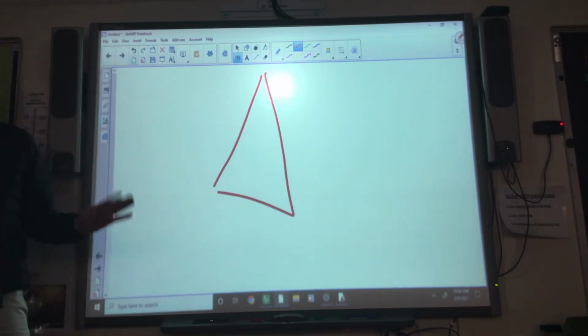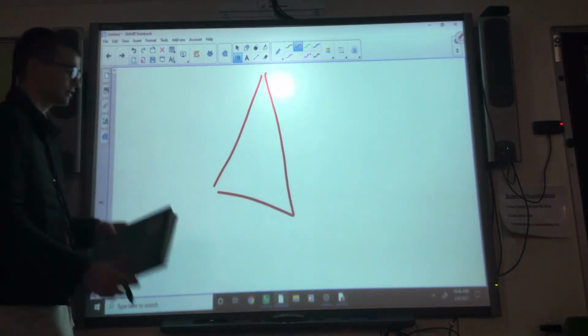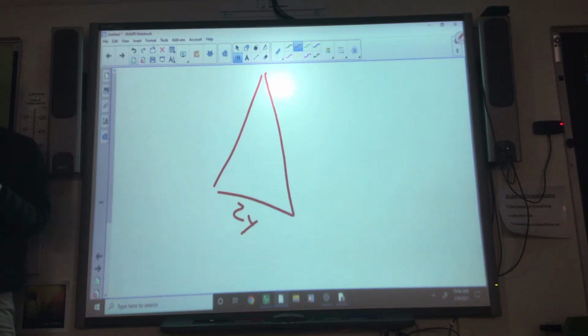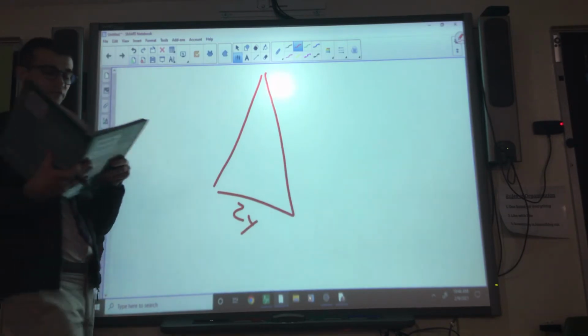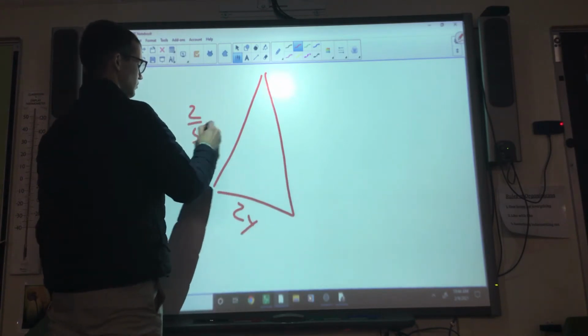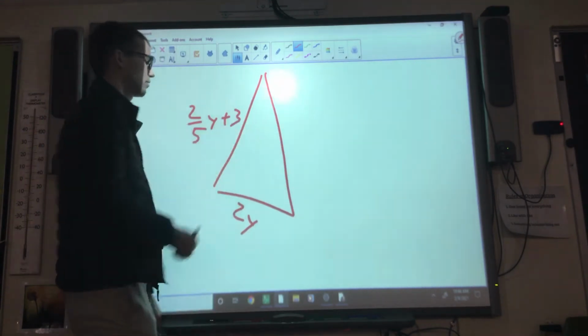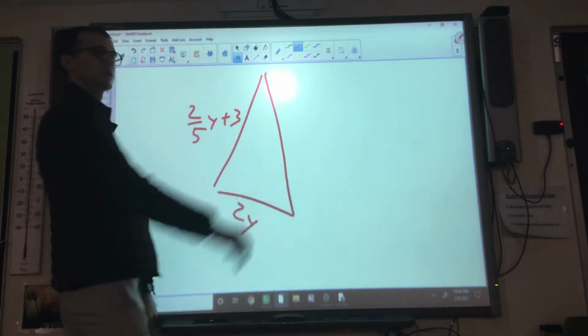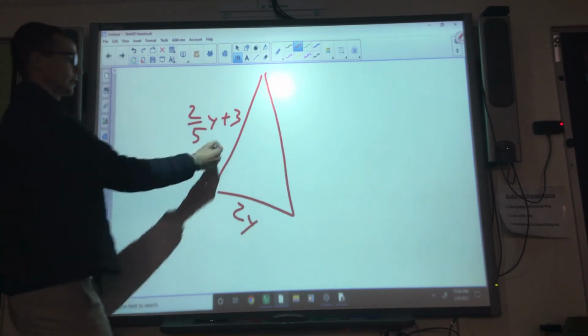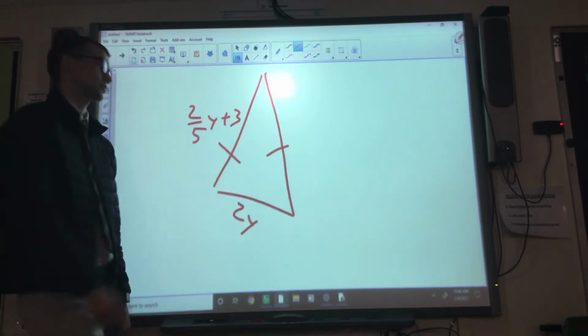Anne's garden is the shape of an isosceles triangle with a base of 2y feet, and the sides are 2/5 y plus 3. If this is 2/5 y plus 3, what's this one? The same. Why? What kind of triangle is it? Isosceles. An isosceles triangle has what? 2 equal sides. That mark means it's the same thing.